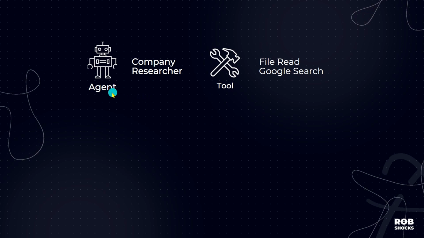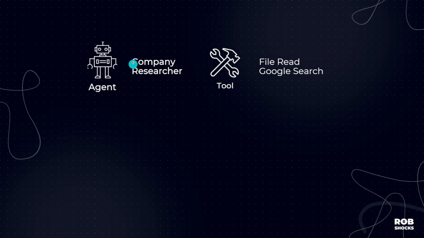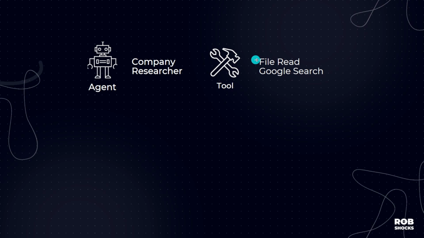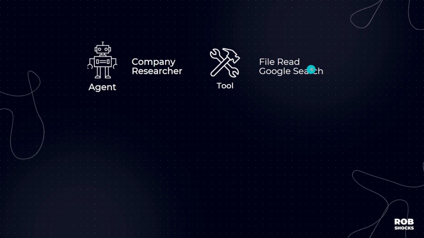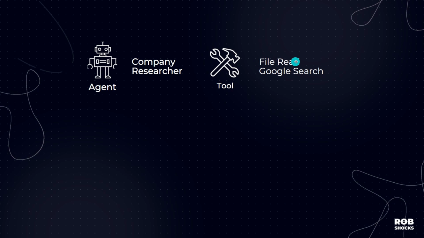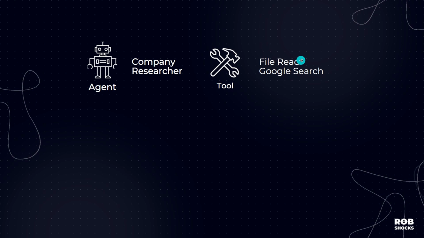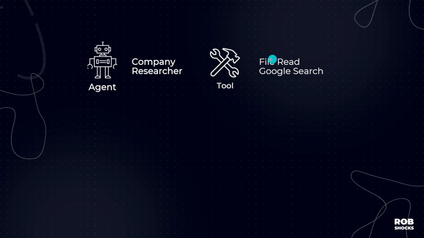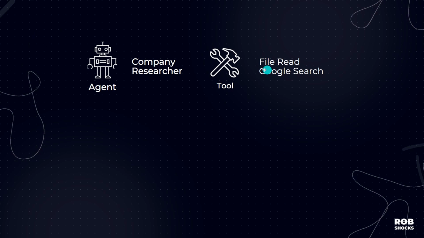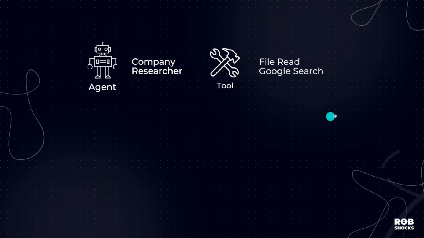So we're going to be using two different agents and two tools in this tutorial. We have a company research agent who is going to use a file read tool and a Google search tool via Serper. So a file read tool essentially allows us to pull a file from a directory. In our case, it's going to be a CSV file, read that, and also to be able to write to it as well. And the Google search will allow our agent to search the web for the relevant information.